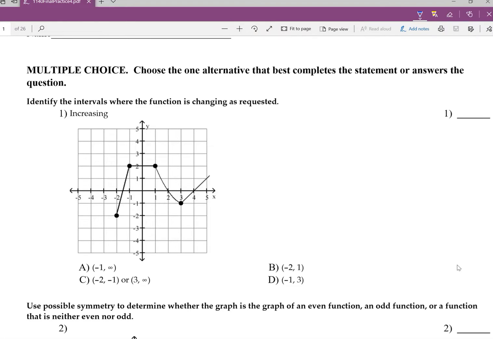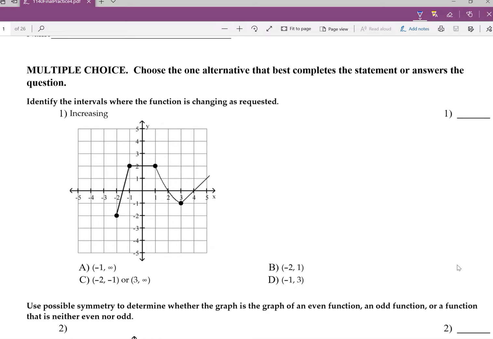Okay, so this video includes the recording of questions 1 through 10. And starting with question number 1, as you can see, it says identify the interval where the function is changing as requested, and the request is that it's increasing.